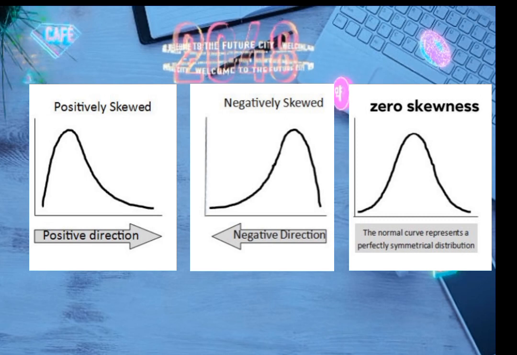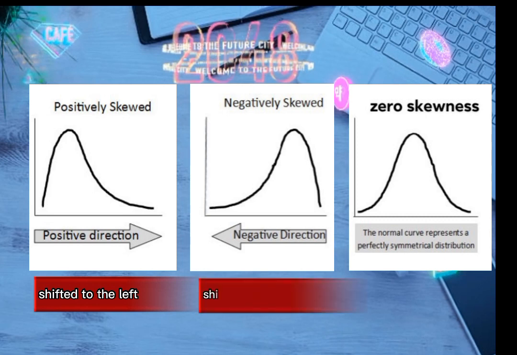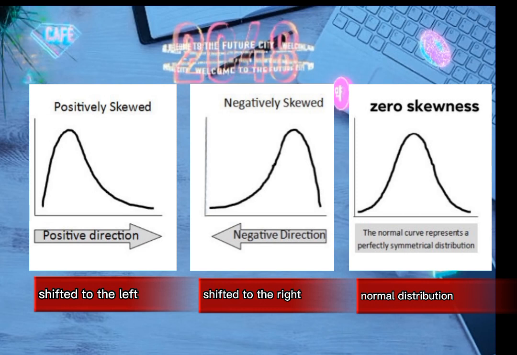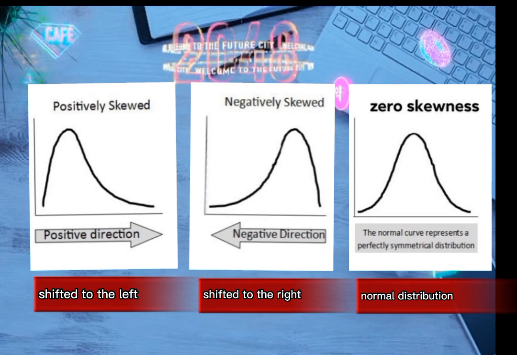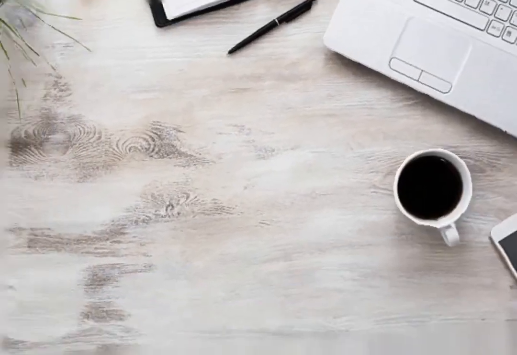You can see that in the positive skewness, the given distribution is shifted to the left with its tail on the right side. You can see that in the negative skewness, the given distribution is shifted to the right with its tail on the left side. Lastly, in the zero skewness, also considered a normal distribution as it is symmetrical on both sides. Hence, a curve is regarded as skewed if it is shifted towards the right or the left.